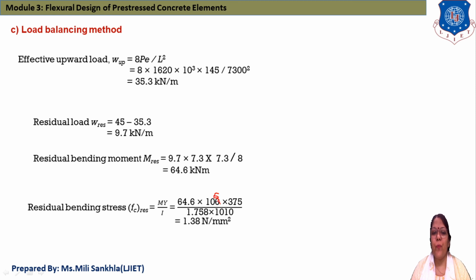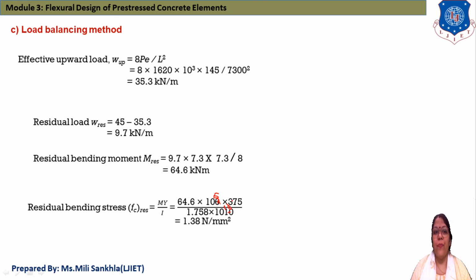Next, Y is equal to 375 and the moment of inertia I is equal to 1.75 times 10 raised to 10. Again, this one is 10 raised to 10. Now the answer is equal to 1.38 Newton per mm squared. The residual bending stress is equal to 1.38 Newton per mm squared. Please correct this: this one is 10 raised to 6 and here it is 10 raised to 10.